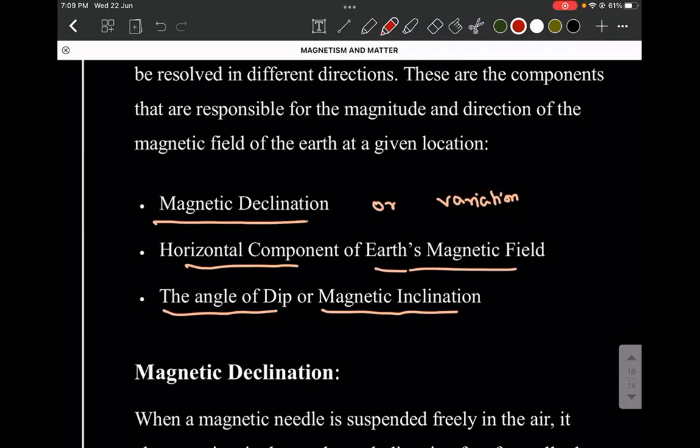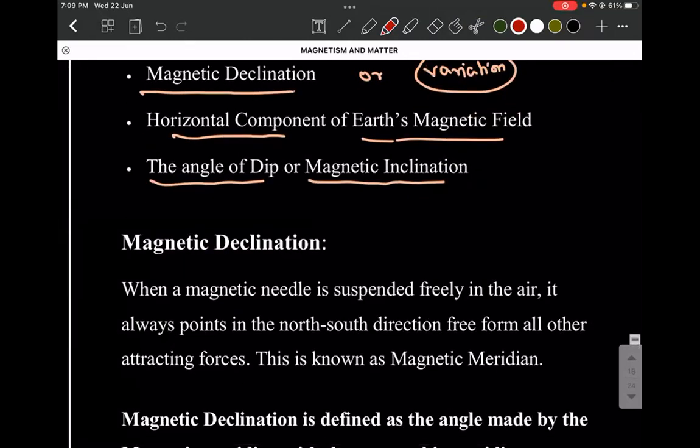So magnetic declination, or variation. What do you call magnetic declination? It is defined as, I told you, the magnetic axis and the geographic axis do not coincide. If you are able to measure the angle between the magnetic axis and the geographic axis, then that angle is called magnetic declination, or variation, at that particular location.